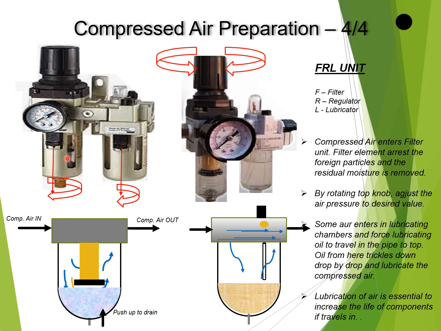Now this regulated and cleaned air is moving further. Some of the air goes into the lubricating unit, where it makes the lubricating oil go from this flexible pipe to the top here, and then the lubricating oil will start dropping down drop by drop. This lubricates the compressed air, and this lubricated compressed air is then used by the actuators.